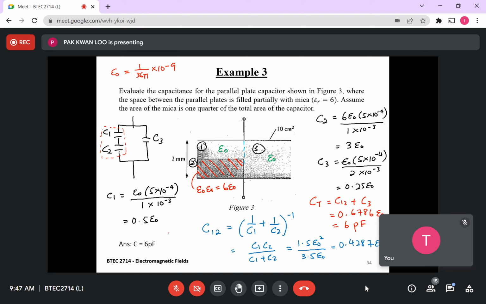So that's it, actually. I think that's the end of this chapter. The subsequent chapter we will deal with the magnetostatic field.